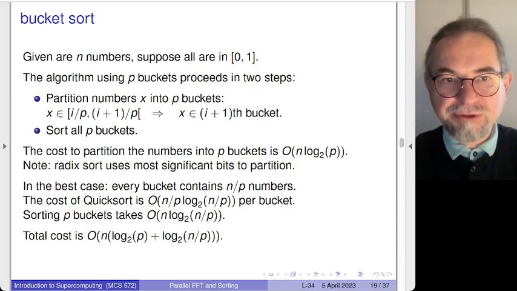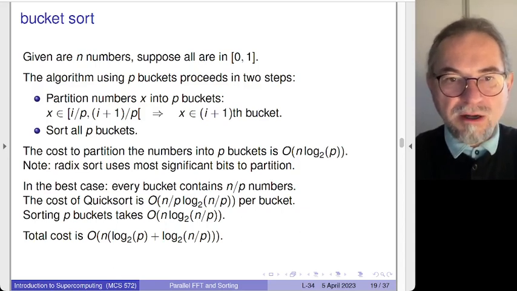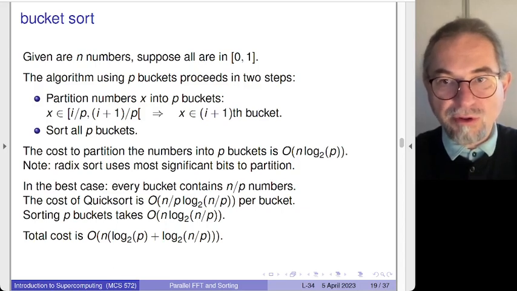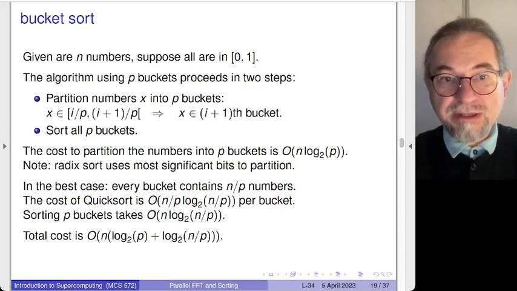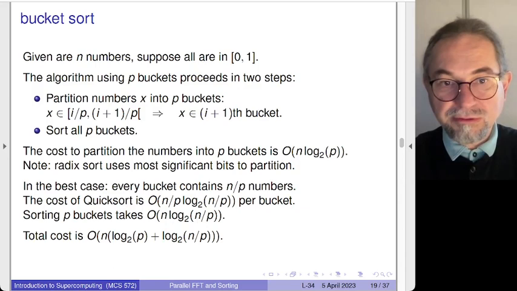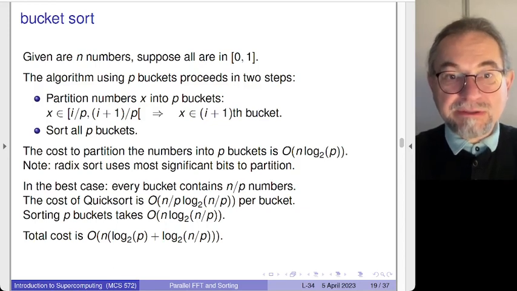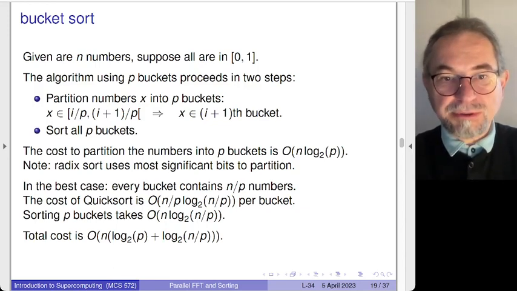So there's the partitioning, which is n log p, using, for example, the radix sort, using the first significant bits, and then the quicksort. On each bucket, we have n over p times the 2 logarithm of n over p. But then we have to multiply again with p, because all the buckets are being sorted. So this is the sequential cost at the bottom.